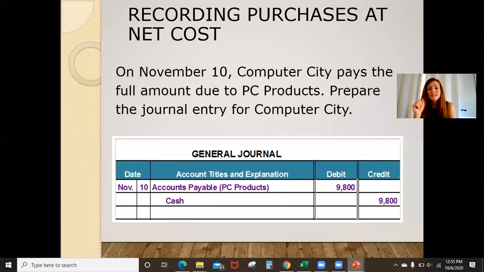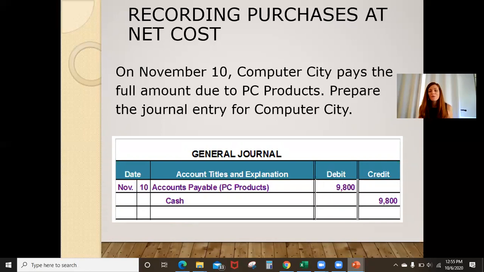Then on November 10th, remember that invoice was November 3rd. So then on November 10th, Computer City pays the full amount due. And so this would be the journal entry. So did they pay within the 10 days? Yes, they bought it on November 3rd and they paid by November 10th. That is 10 days or less.